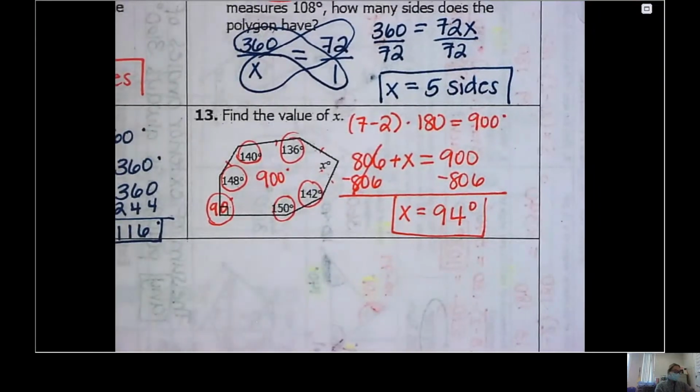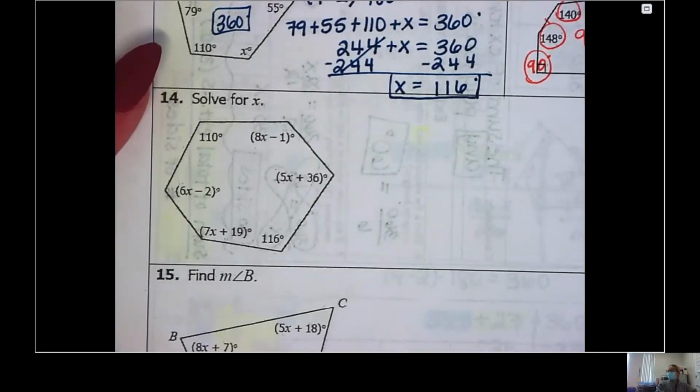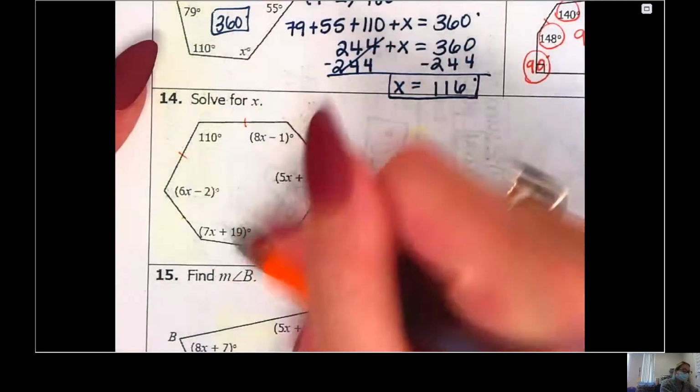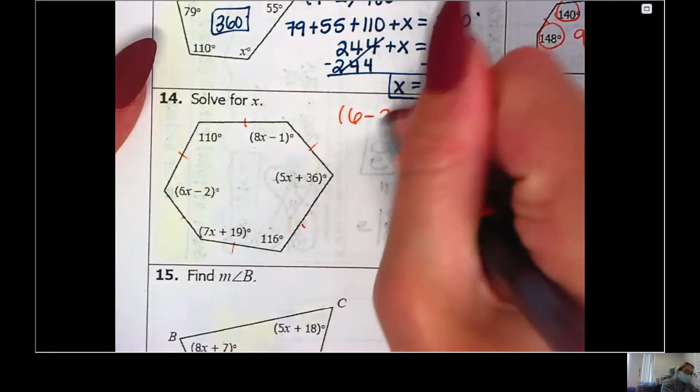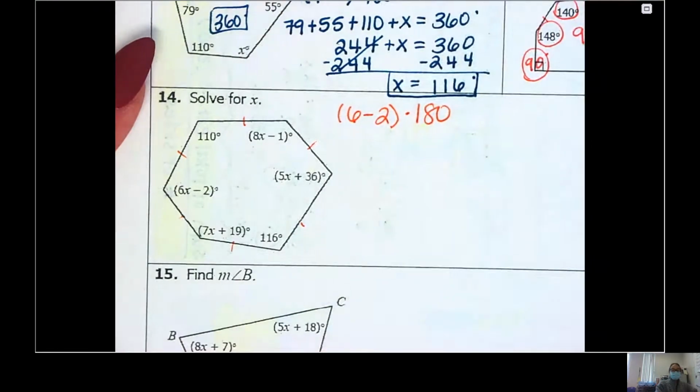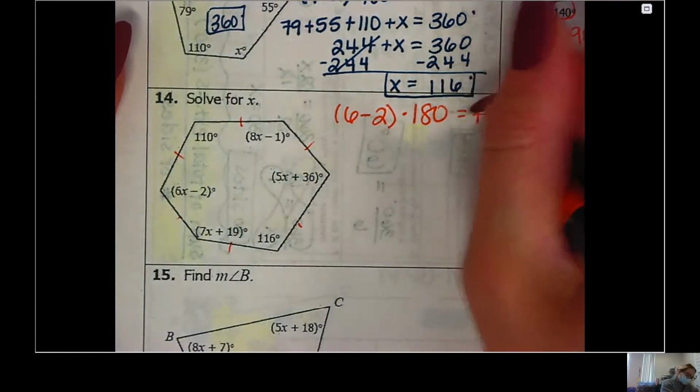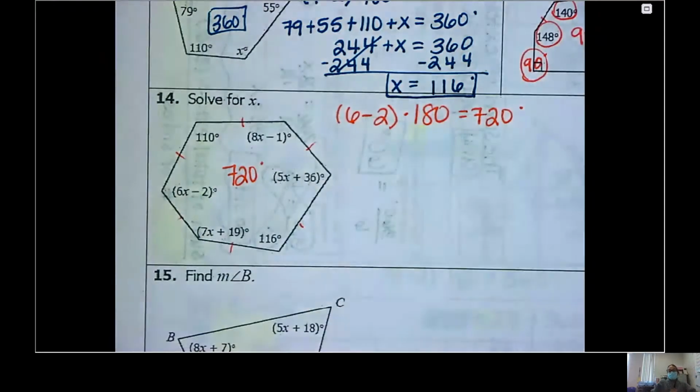All right, so if you take a look at number 14, how many sides does it have? 6 sides. Okay, so to figure out the total value, I'm going to do what? 6 minus 2 times 180, right? 1, 2, 3, 4, 5, yep. So 6 minus 2 times 180. So 4 times 180 gives me 720. So in total, I should have 720 degrees.